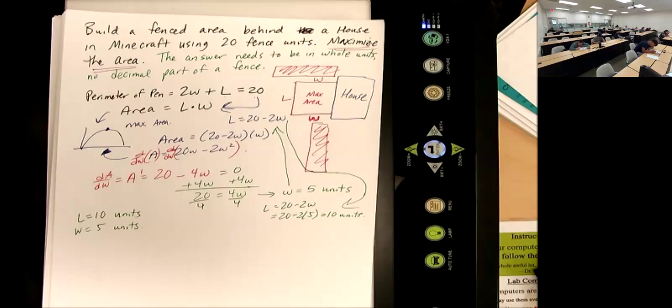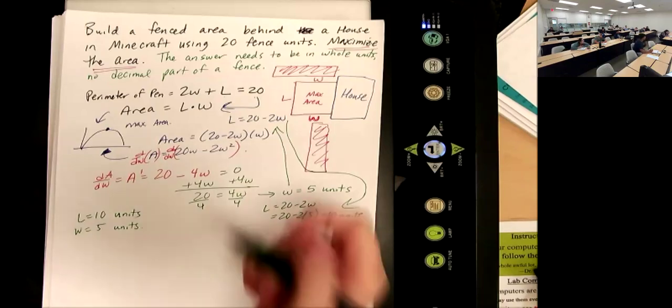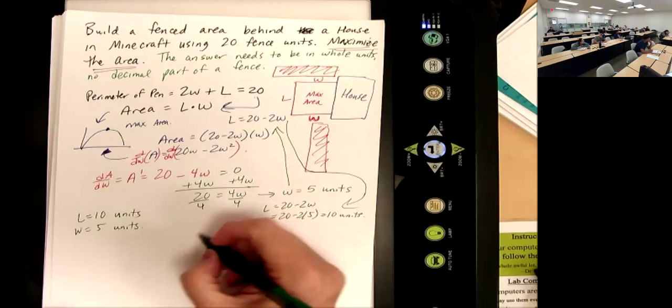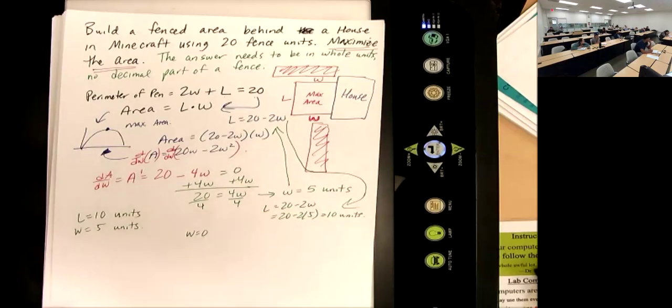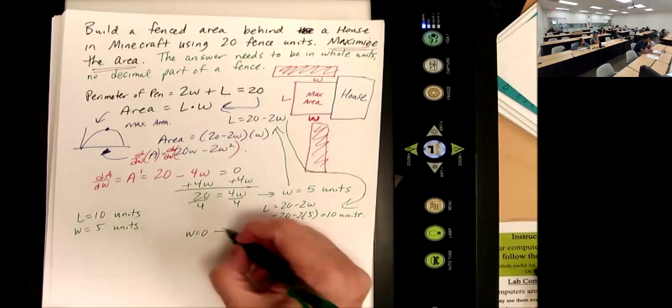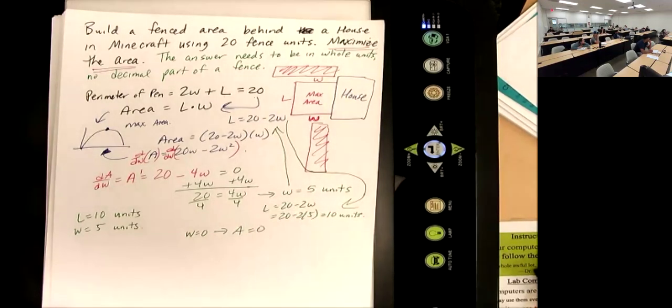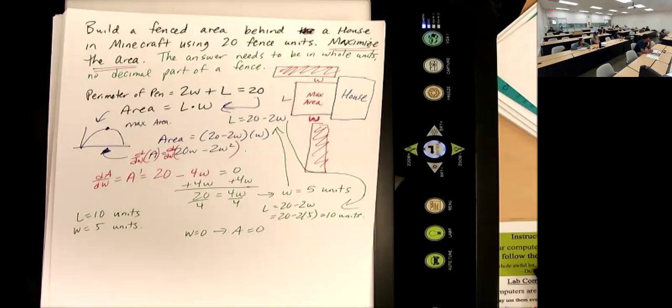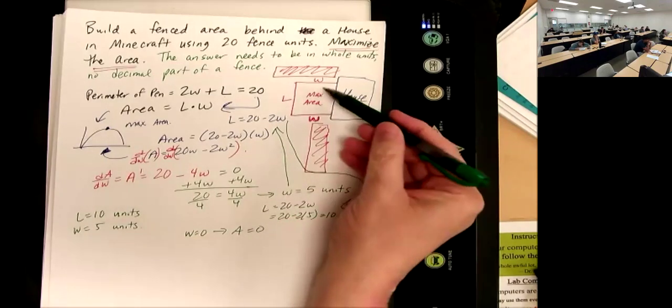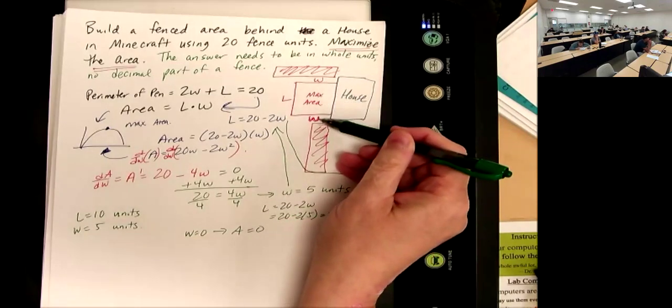What are my other options here? Because I didn't check the endpoints. I could have a width of 0. So if I had W equals 0, well, my area is going to be 0, so that's definitely out. And the other thing I could do, width could be a maximum of 10.